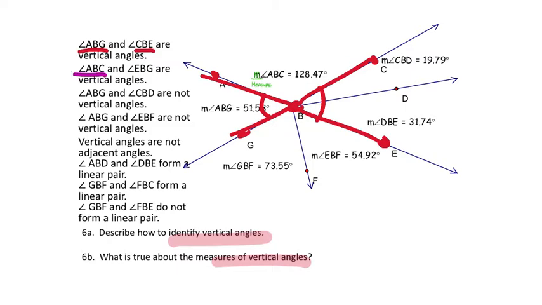Well, what about ABC and EBG? This says they are vertical angles, right? So ABC, that's this angle. And then angle EBG, that's this one. They're vertical as well. And again, we should be noticing here that they're through the vertex, okay? Well, that is how you identify vertical angles.